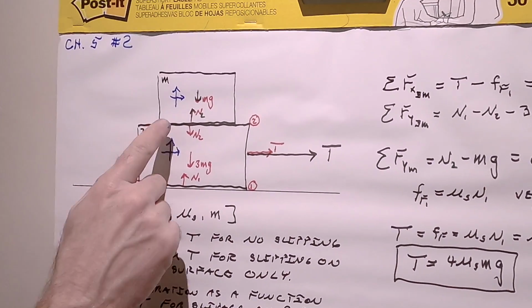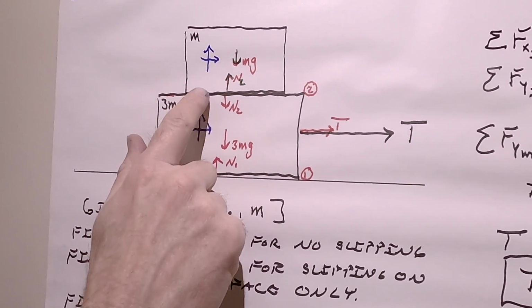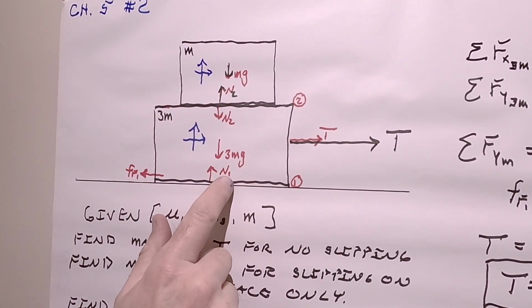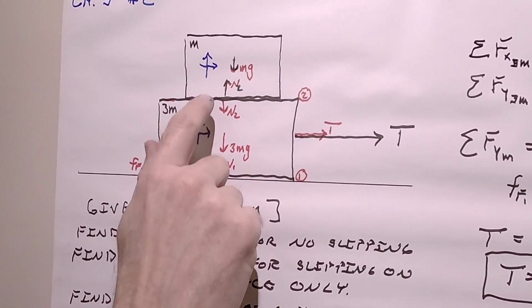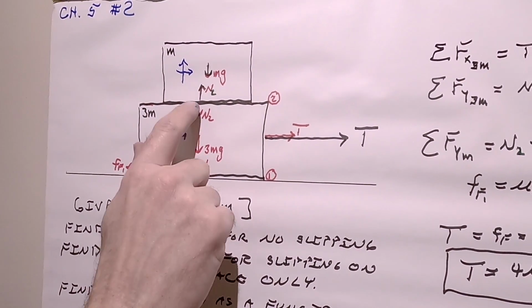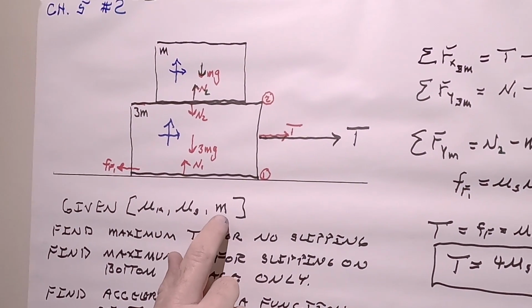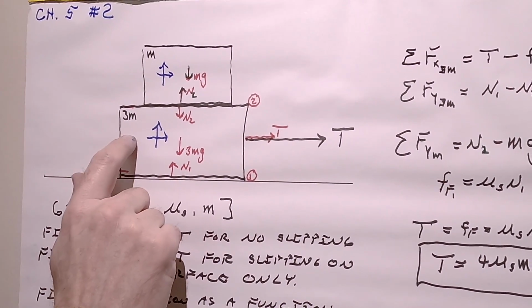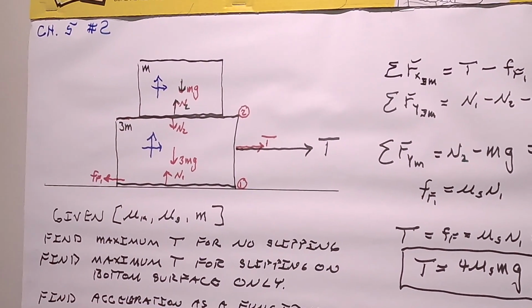And so I'm going to assume that these again are the same roughnesses, so that the mu's on both of them are the same. And if it's sliding, they both have the same mu k. If they're not sliding, they both have the same mu s right here. And we're also given m, which means this is 3m and that's m. What we want to find, first of all, we're going to find three things.